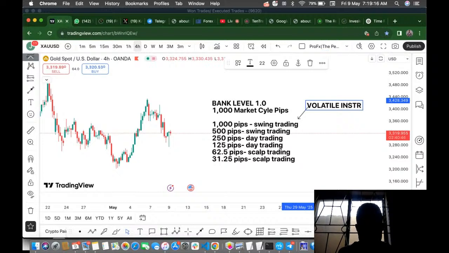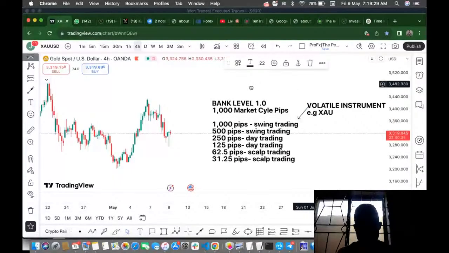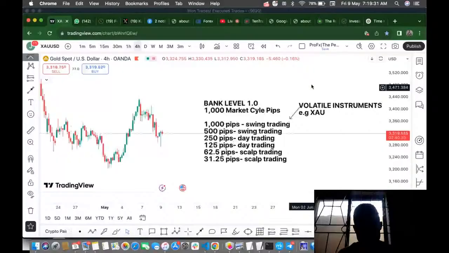Volatile instruments, e.g. XAU. Right? So let's go. Once you have known the type of bank level, in this case 1.0, which is the 1K cycle peak, the next is you want to now know the place value.